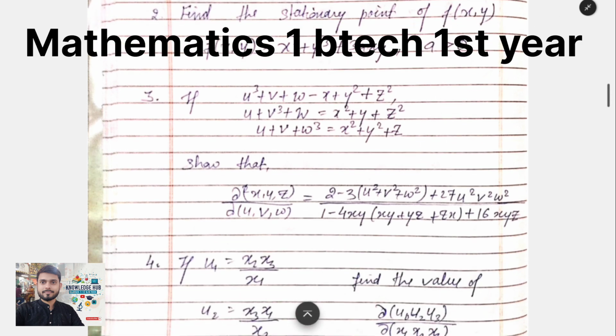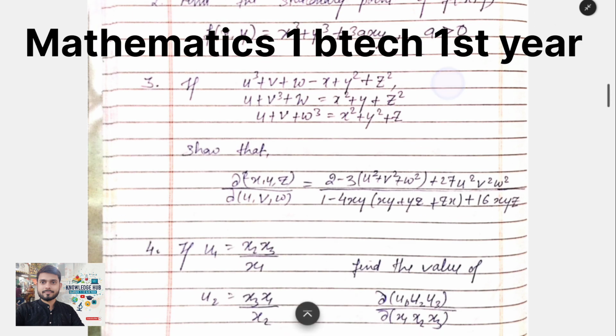The third one is if this is one equation, two equation, three equation. We solve the three equations: u cube plus v plus w is equal to x minus y squared plus z squared. Now the second one is u plus v cube plus w is equal to x squared plus y plus z squared. And u plus v plus w cube is equal to x squared plus y squared plus z.